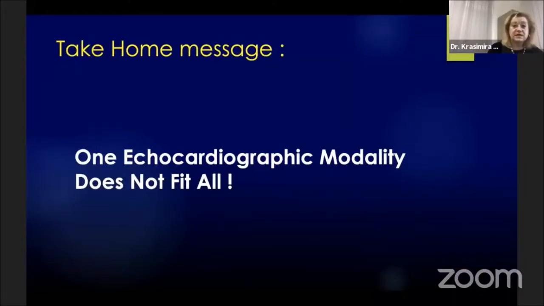As my last slide, the take-home message: one echocardiographic modality doesn't fit for all these diagnoses. So transesophageal echocardiography and other modalities are very useful when we look at patients with endocarditis or left ventricle or right ventricle masses. Thank you.